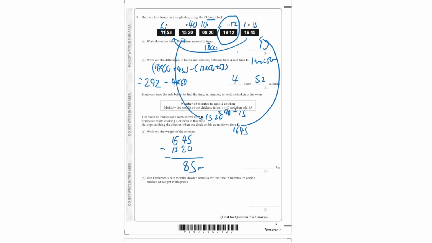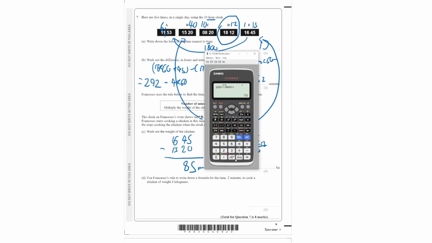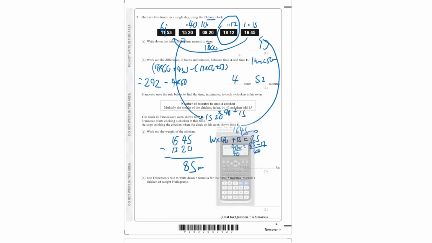We can use the equation weight times 40 plus 15 is equal to 85. We can bring 15 to the other side. So 40W is equal to 85 minus 15. We divide both sides by 40. And we can use a calculator to get our final answer as 85 minus 15, then divided by 40. This gives us 1.75 kilograms.